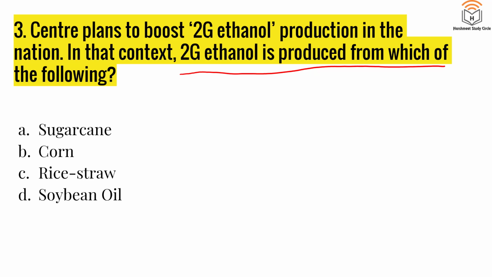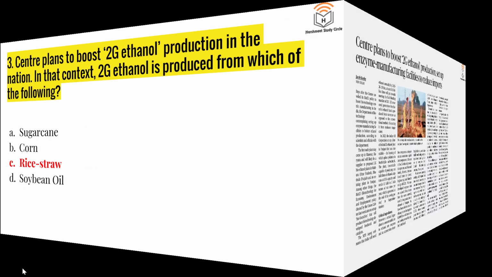Sugarcane is obviously consumed by humans, that is first generation. Corn again first generation. Soybean oil first generation. Rice straw, it is not consumed by humans, it's anyways a waste product. So ethanol produced by that is called 2G ethanol. That is the correct answer. 2G ethanol is produced by those products which are not edible, which are not consumed by human beings.